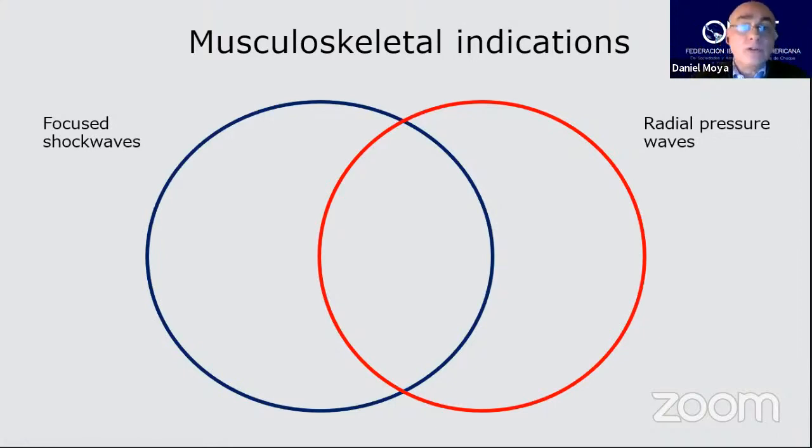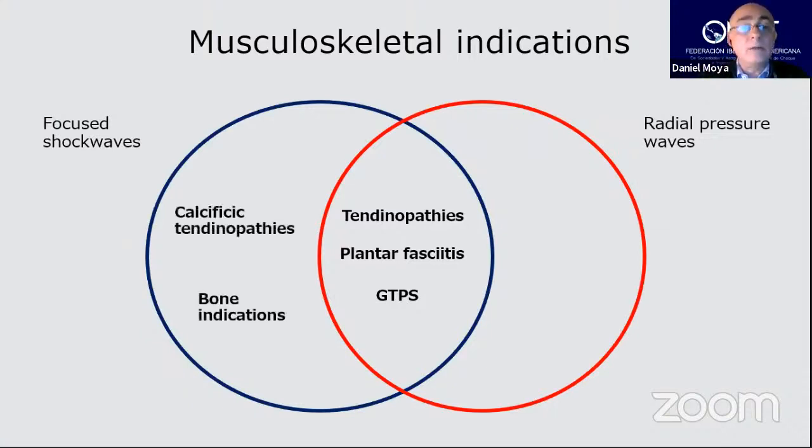There are some pathologies in which we can choose between radial or focus waves because we know we will have a good response with the treatment. For instance, most of the tendinopathies, plantar fasciitis, and greater trochanter pain syndrome. But in other cases, we need a higher level of energy, a deeper area of treatment, and in those cases of calcific tendinopathies and bone indications, we prefer focus, and we advise the use of focus shockwaves.